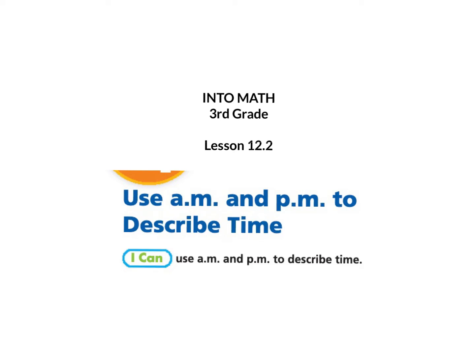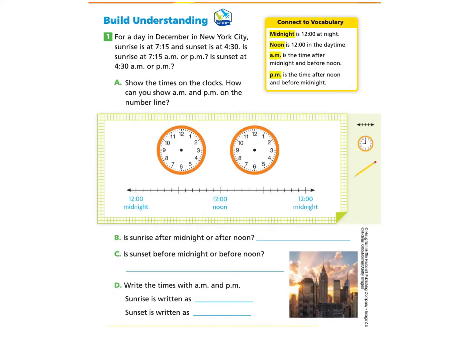This is Into Math 3rd grade, lesson 12.2. Use AM and PM to describe time. I can use AM and PM to describe time. Please gather your workbook and a pencil and turn to page 332. We will start under Build Understanding Part 1. You can pause at any time.